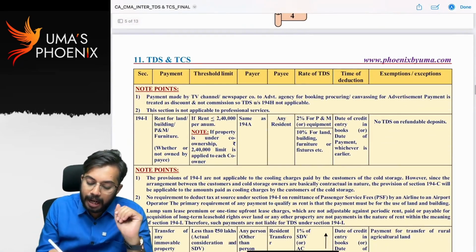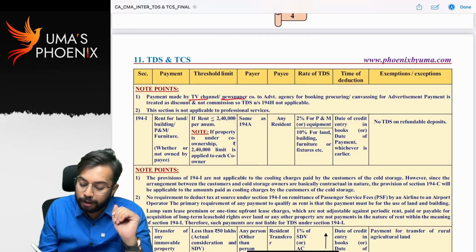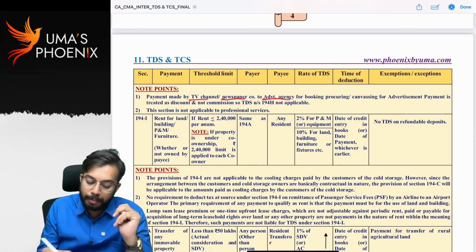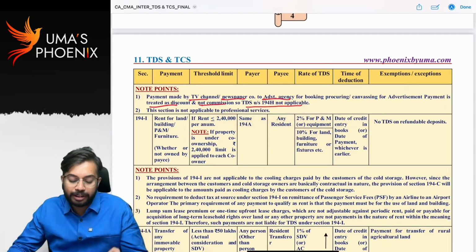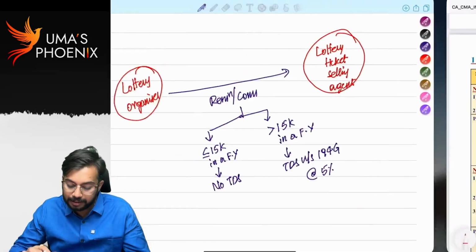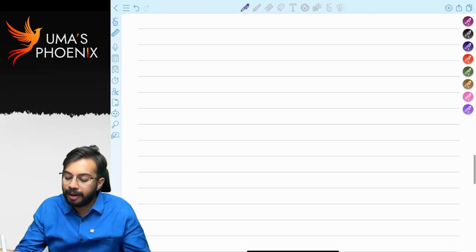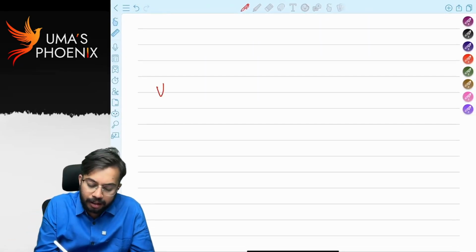Next, payment made by a TV channel or newspaper company to an advertising agency for booking or procuring or canvassing for advertisement is treated as a discount and not commission. So TDS under section 194H is not applicable. What do you mean by this? For example, I started a new brand called Umas Phoenix.